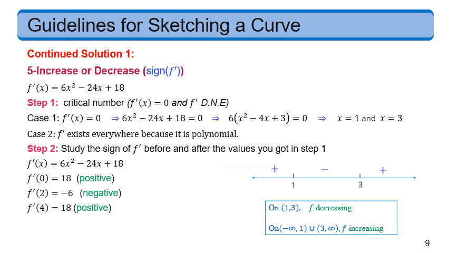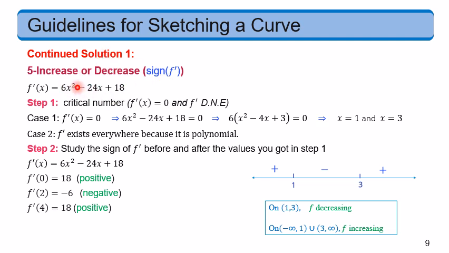Now move on to increasing or decreasing. How to find increasing or decreasing? We have to find the sign of the first derivative, which means we have to find the derivative. So here you can see the first derivative is 6x squared minus 24x plus 18, since the derivative of x is 1. Now how to find the critical number here?